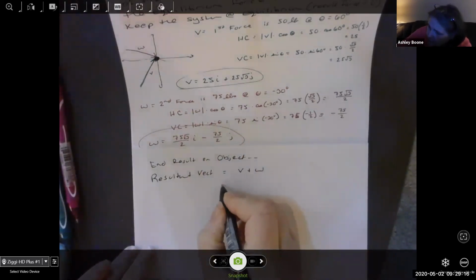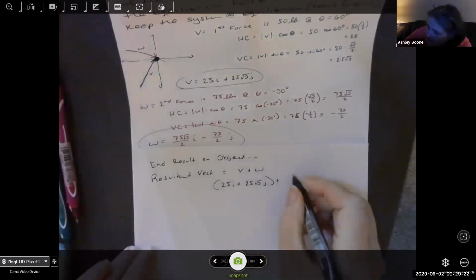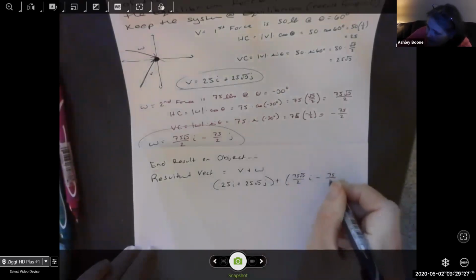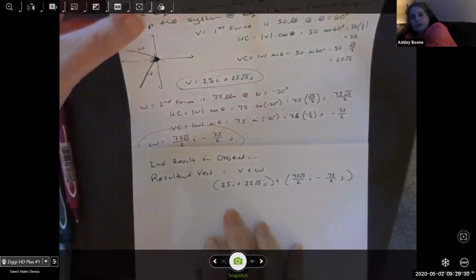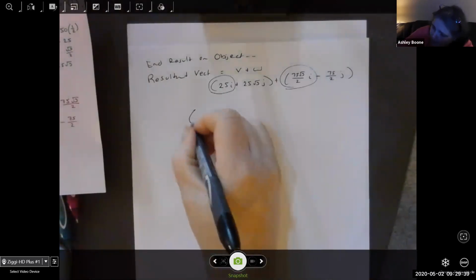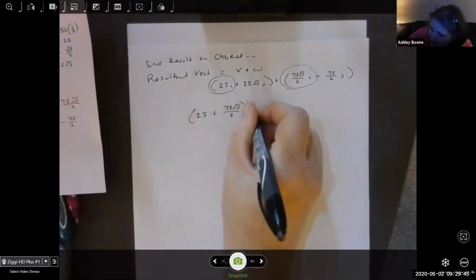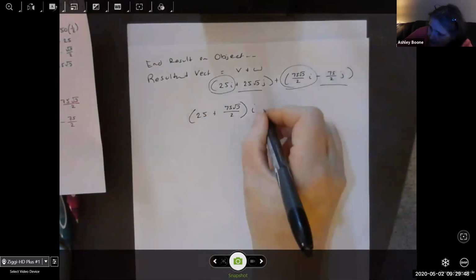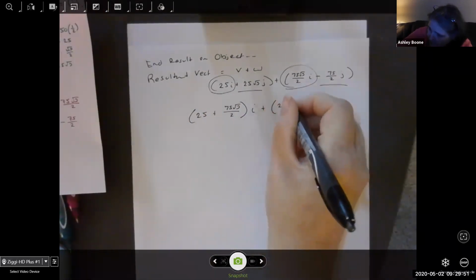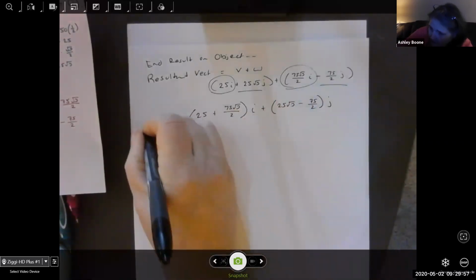So we have 25i plus 25 root 3j plus the 75 root 3 over 2i minus 75 halves j. Remember, when you do your addition, you add like components. So 25 plus 75 root 3 over 2, that's the i component. Then deal with your j's: 25 root 3 minus 75 halves j. This would be my resultant vector, the sum of the two.